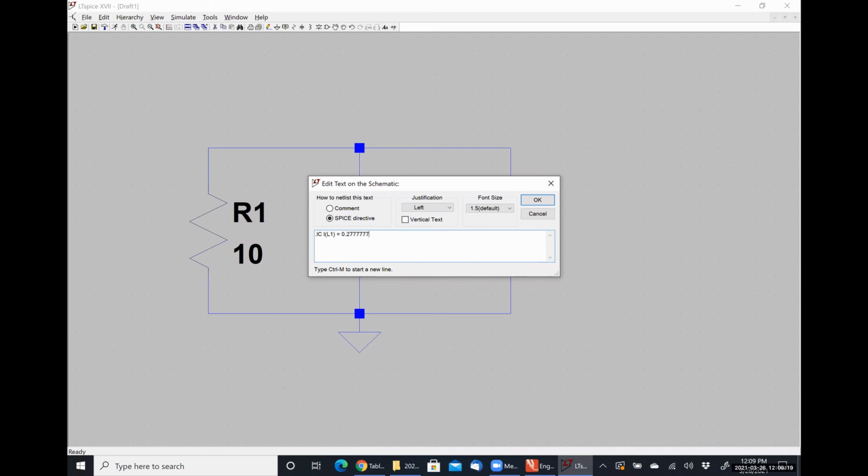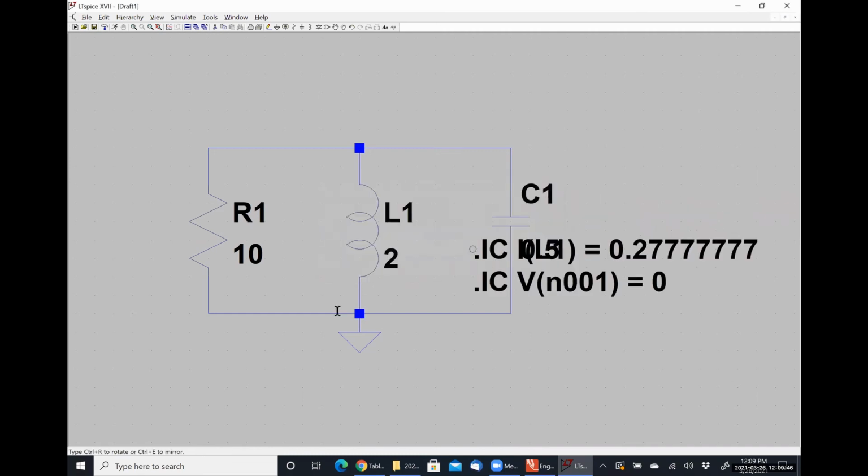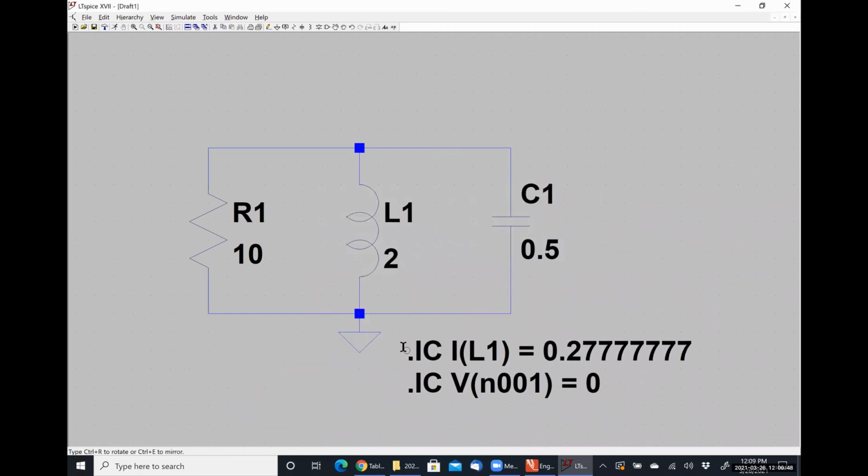0.2, and then a whole bunch of sevens. Control M for a new line, our second initial condition, .IC, the voltage at node 001. I know it's going to be node 001 because it's literally the only node that isn't ground, is equal to 0, right? Because our initial condition on our capacitor voltage was 0. So I'm going to put those two guys right here.